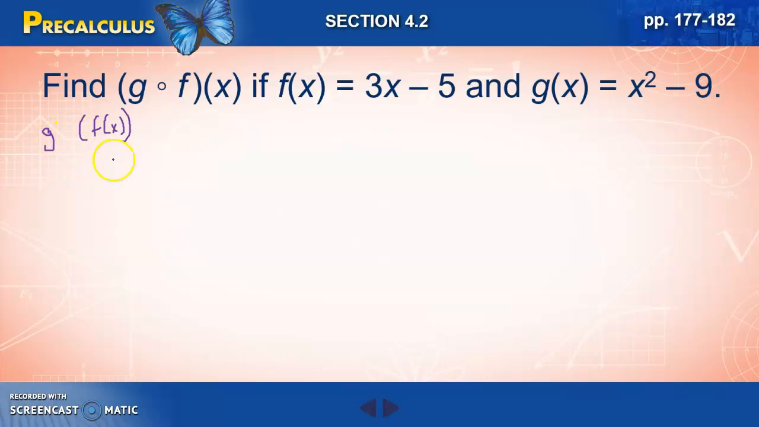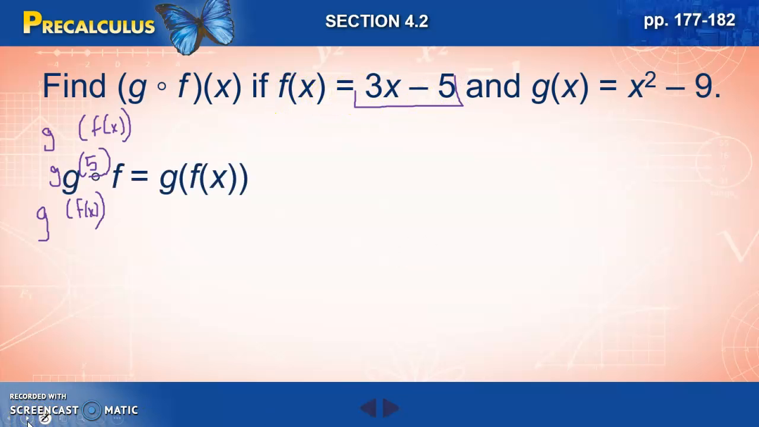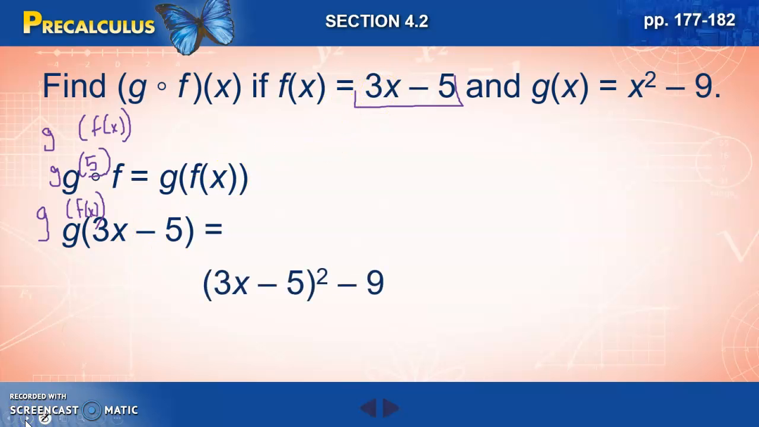So just like before, when we had a g of 5, everywhere we had an x, we plugged in this 5. Well, in a composition, everywhere we have an x, we're going to plug in what's inside parentheses, in this case, the f of x function. So every time we have an x, we're going to plug in this f of x. So our original, we can write that as g of 3x minus 5. Since f of x is 3x minus 5, we had x squared minus 9.